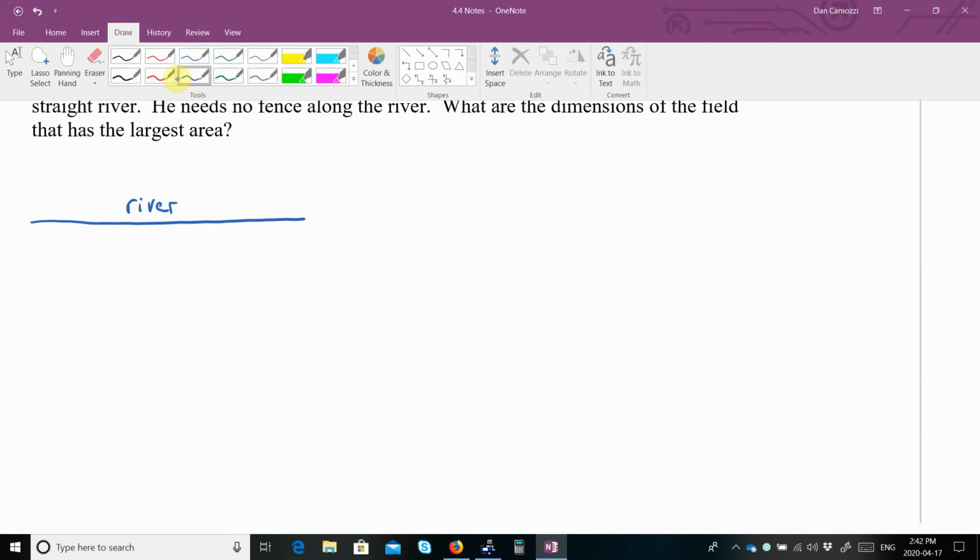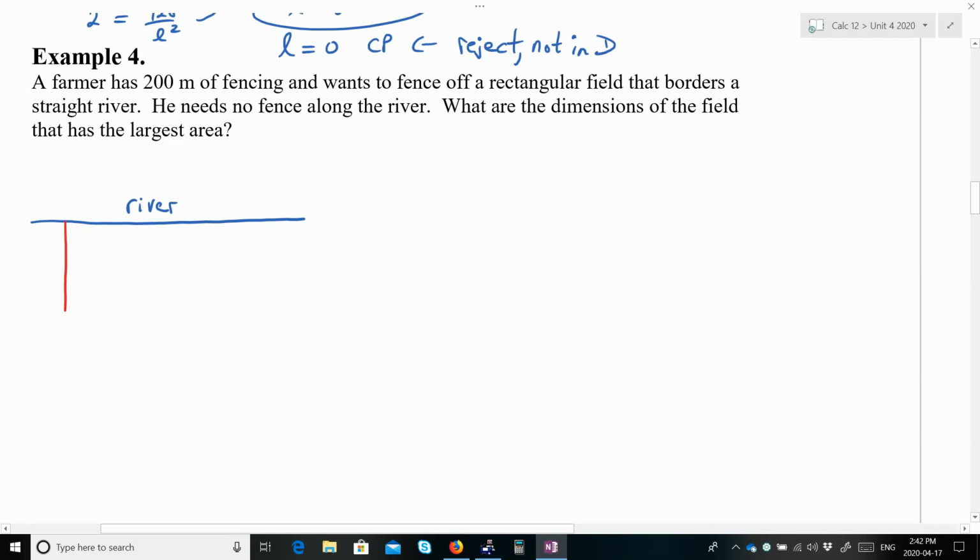So we want to maximize area. We're going to go fence, and it's rectangular. So fence, fence, fence. Opposite sides of a rectangle are equal, so those two can be x, and here's y, and we don't need any fence along the river. So we want to maximize the area of this. Area is x times y, length times width for a rectangle. And we need another equation involving x and y, and it says a farmer has 200 meters of fencing. So 2x plus y makes up 200 meters of fencing.